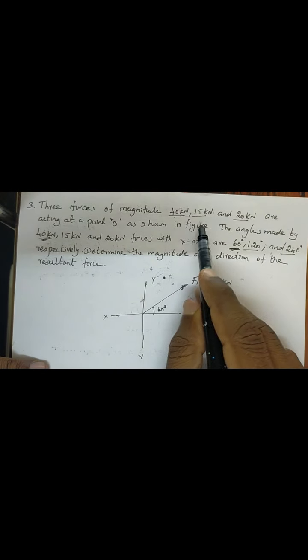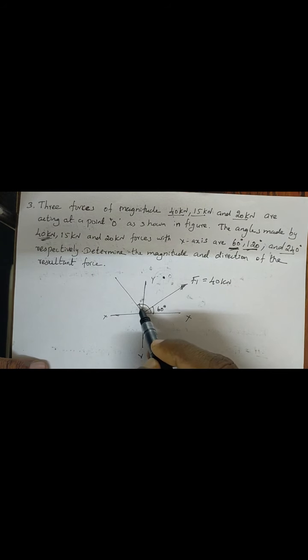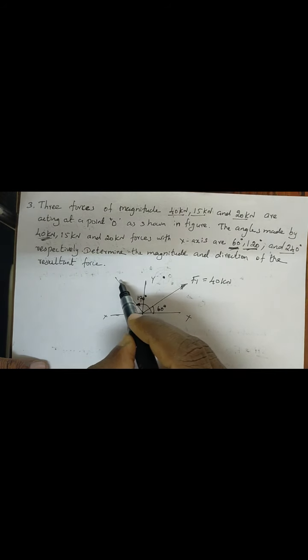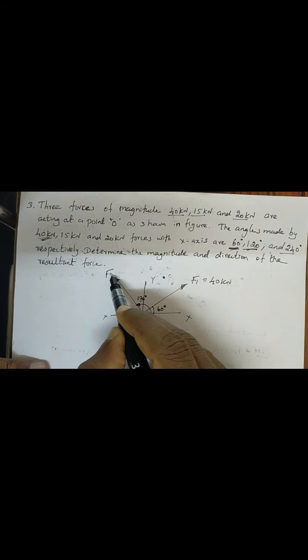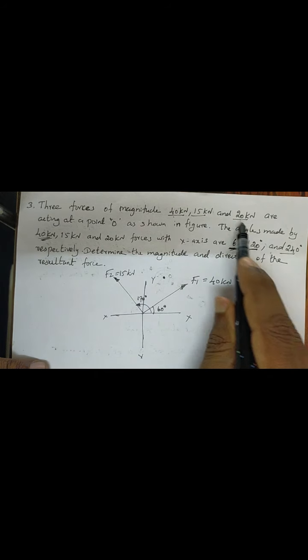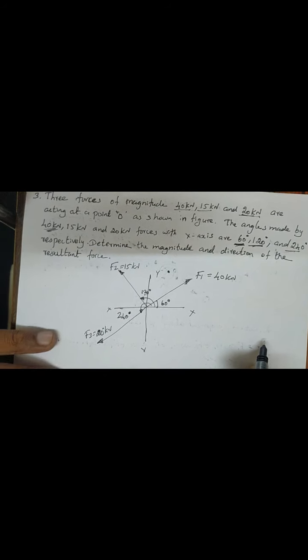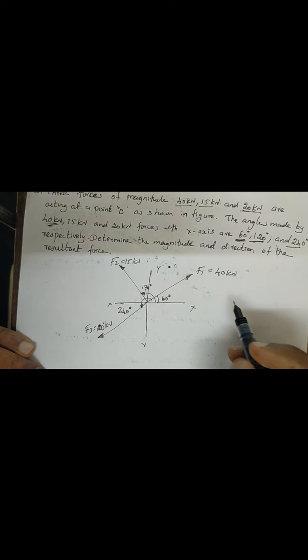Then the second, 15 kilonewton, corresponding angle from the x-axis is 120 degree. So this force F2 equals 15 kilonewton. The third force is 20 kilonewton. What's the corresponding angle? 240 degree. So this is F3 equal to 20 kilonewton, which is acting at 240 degree. Clear? Can you understand this problem?